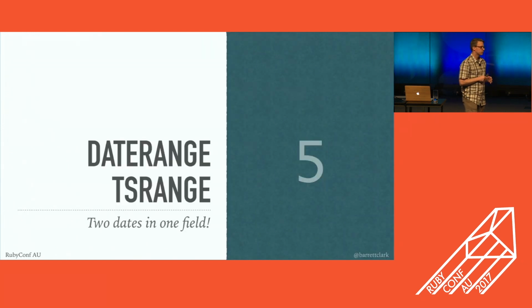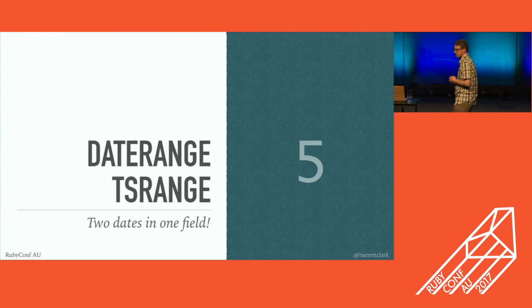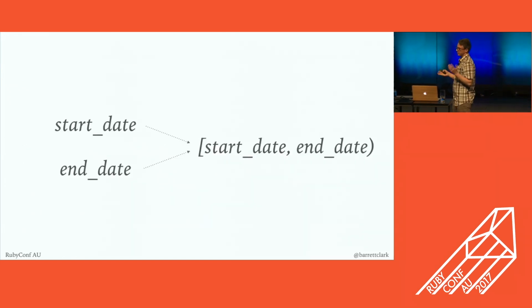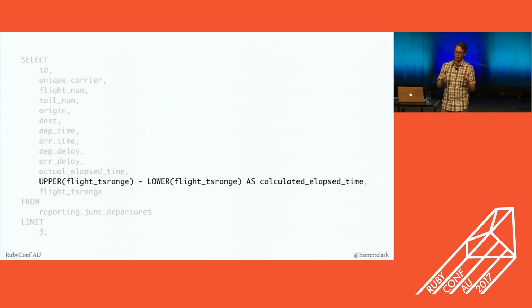We have a handful of range data types in Postgres. Today I'm going to focus on date range and timestamp range. So we don't have to juggle a start and an end date as separate fields. We can put them together in a single field as a range, which is super handy. You can still pick out and access individual elements of the range.